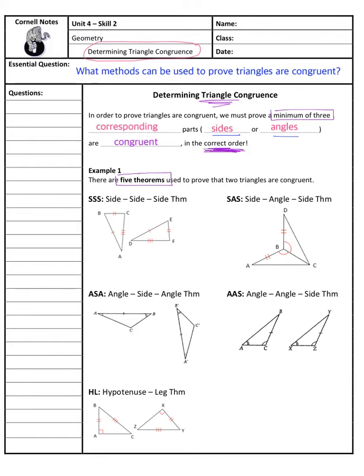prove triangles are congruent. So like I said, there's 5 ways we can prove 2 triangles are congruent to one another. I'm going to talk through each of the 5 of them here, and then we're going to look at some examples on the back.